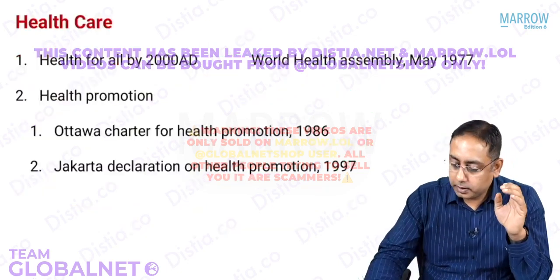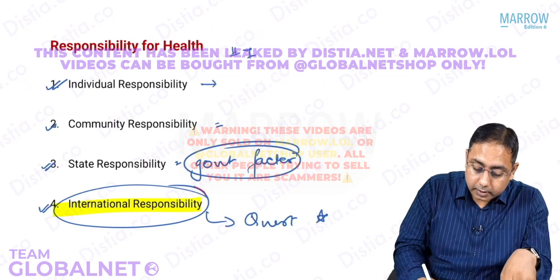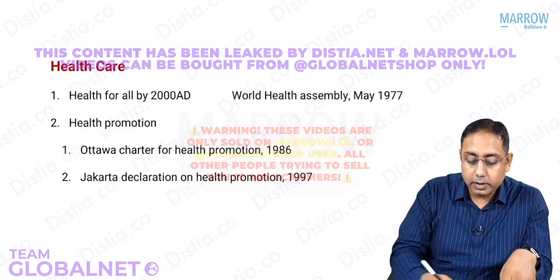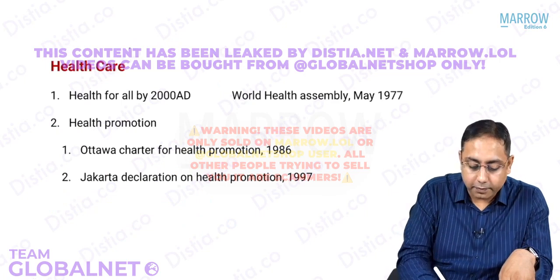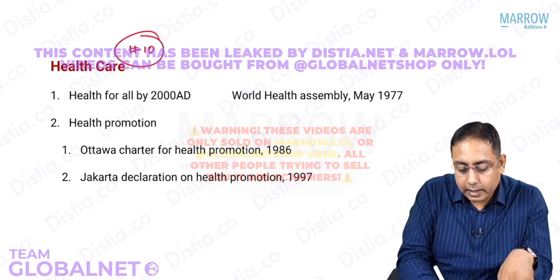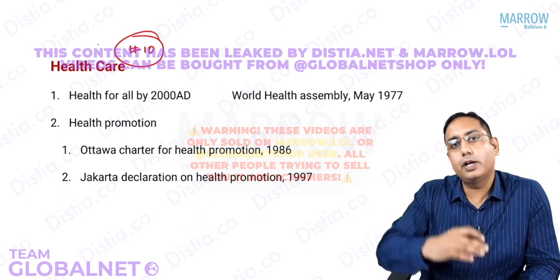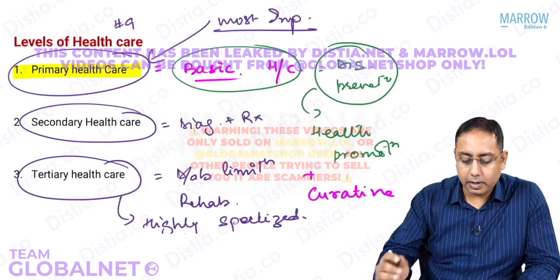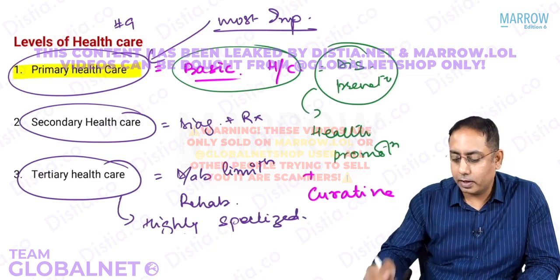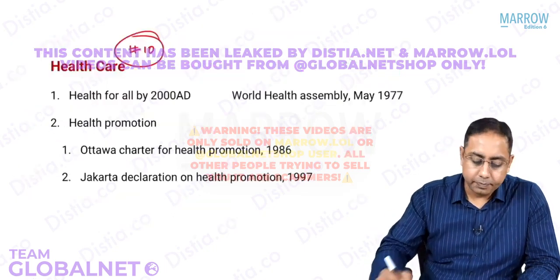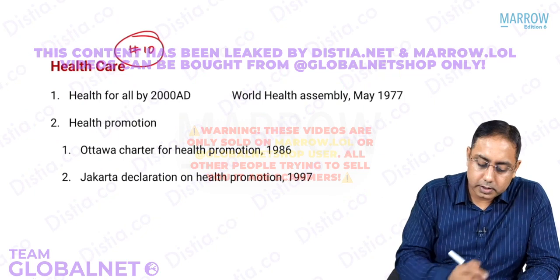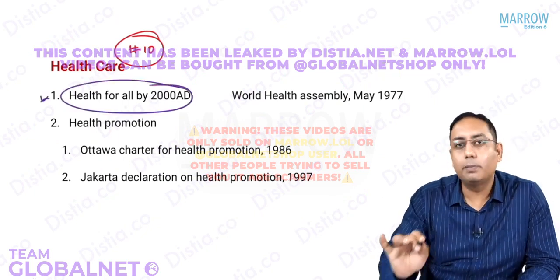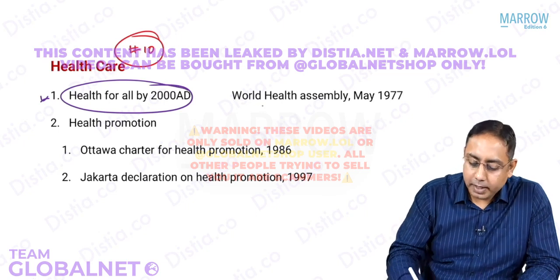Now, talking about the responsibility of health, the international responsibility of health, let us come and talk about the international healthcare system that we have. So that is your point number 10 now, about the healthcare system, international healthcare facilities that are there. So national, you would have understood by the levels of healthcare that we have: the primary, the secondary, and the tertiary. The international levels, the WHO first of all devised that there is health for all by 2000 AD. We want health for all.